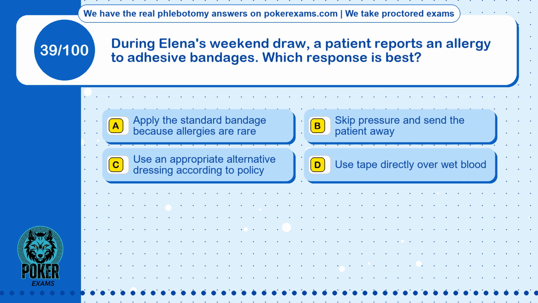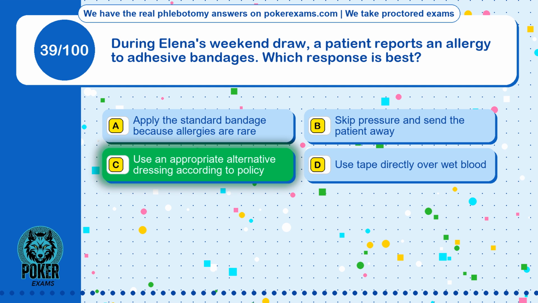Question 39. During Elena's weekend draw, a patient reports an allergy to adhesive bandages. Which response is best? Option A. Apply the standard bandage because allergies are rare. Option B. Skip pressure and send the patient away. Option C. Use an appropriate alternative dressing according to policy. Option D. Use tape directly over wet blood.